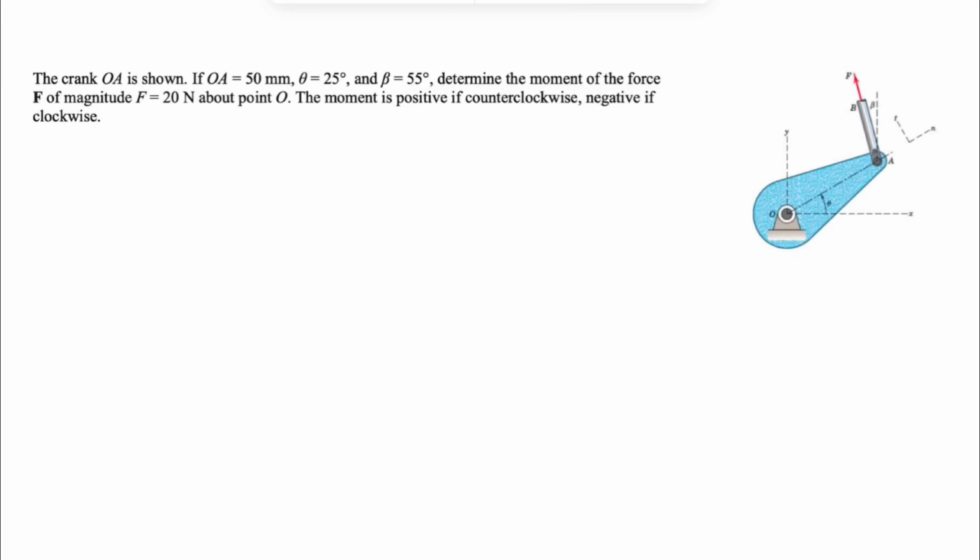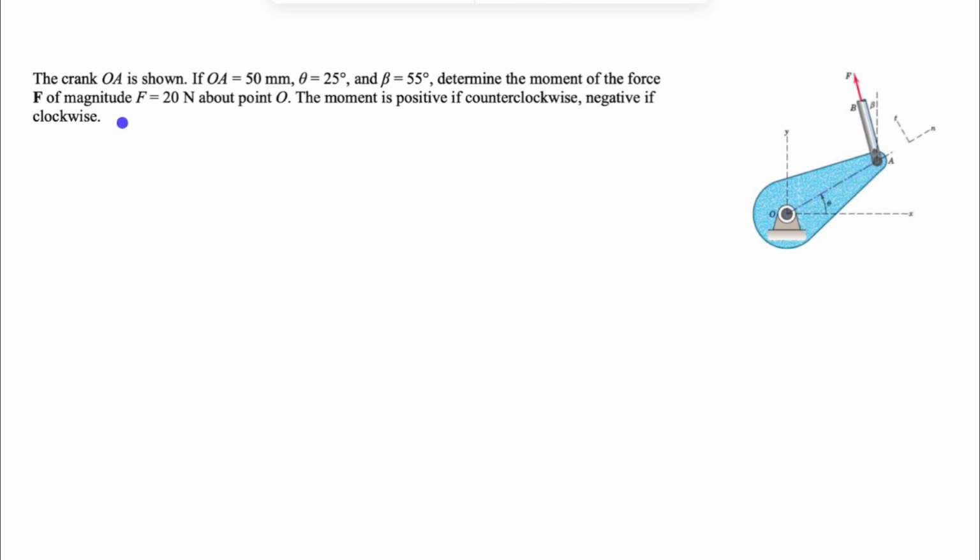Alright guys, welcome back. We're going to be solving another question from the second chapter of the Meriam textbook, Engineering Mechanics. In this one, we have this crank OA, which has a length of 50 millimeters. We also have the angle theta in the figure, which we know is 25 degrees. We also have another angle beta, which is 55 degrees. And as I mentioned, we have the length of OA.